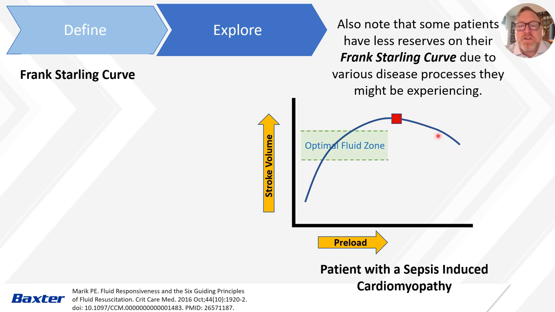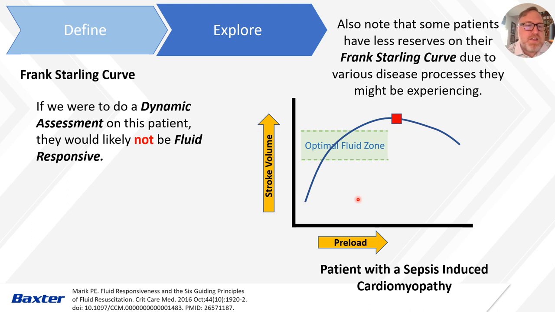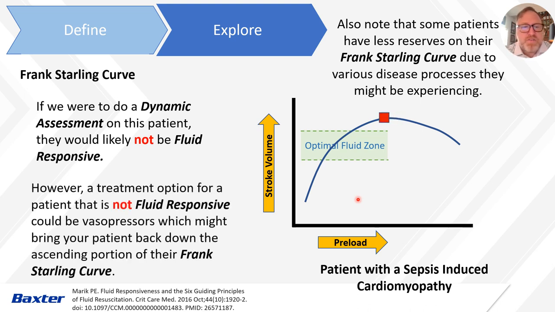Maybe like a substance-induced cardiomyopathy, for instance, which happens in over 50% of our patients. I think it's closer to 60% actually. So we need to be really cognizant of these patients. If this patient was not fluid responsive, we can start a pressor on there. So likely would not be fluid responsive. And however, the treatment option for this patient would be maybe pressors, right?